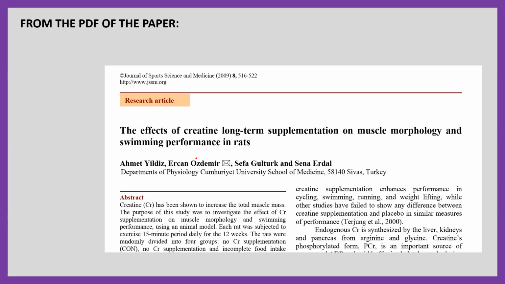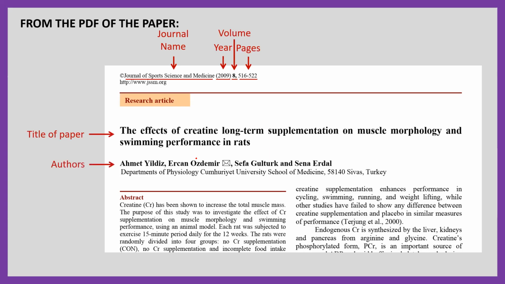Here's the actual paper. You can find that information on the actual paper. You can see there's the journal name. In this case, it's given the full journal name, Journal of Sports Science and Medicine. There's the year, the volume, and the pages again. And of course, we have the title of the paper and the authors. The abstract is not important for the citation. Neither is the name of the university or school where they did the research.